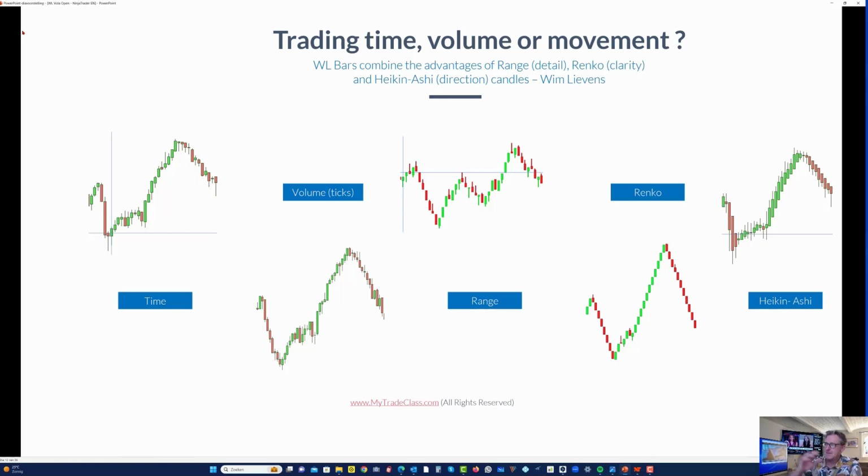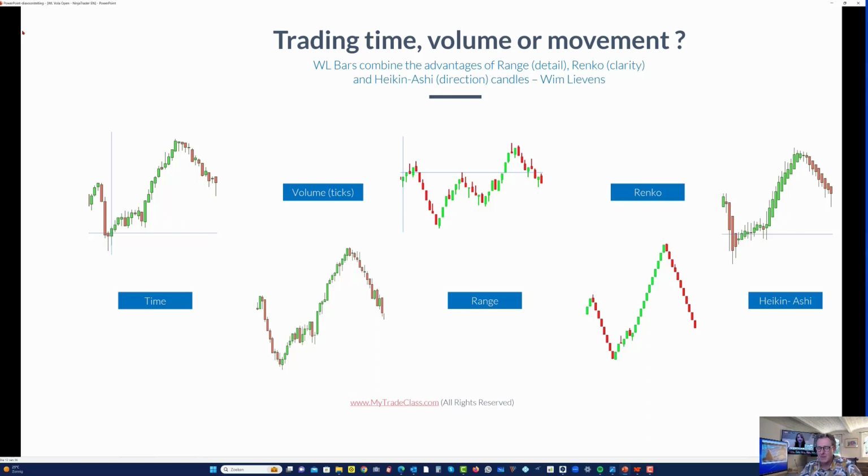Now again, here you see different presentation types, how you can present the charts. Time, volume, tick charts, range bars, Renko, Heikin Ashi, just a few examples. Now, they're all great. If you know how to read charts, you know how to work with some of these tools, they're great. But I always felt for trading, and I had traded many years only with range bars, and then I tried range bars and Heikin Ashi bars together.